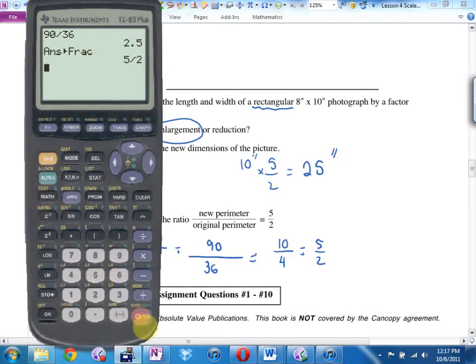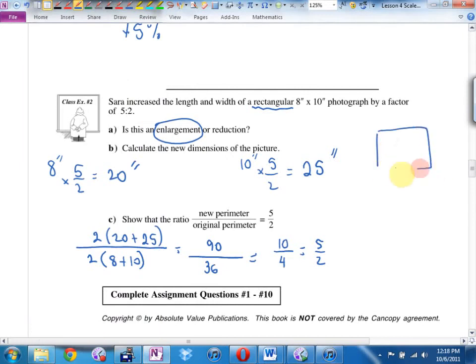Okay? Many of you have some kind of a fraction button. Looks like this. Probably. So see if you have it. If you can't find it, call me over. I'm going to pause the recording right now.